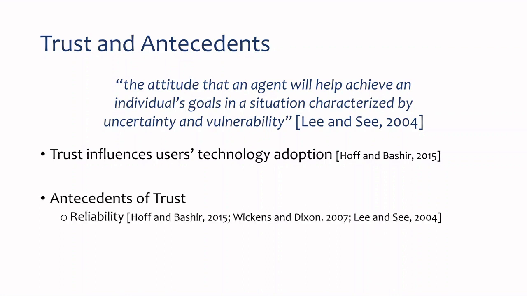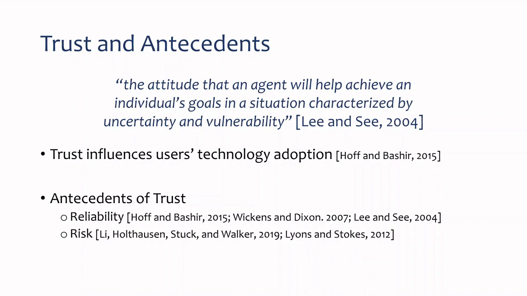Prior work has identified factors that influence users' trust. Among them, the most consistent one is reliability. High reliability is often associated with higher trust. Risk is another important factor. The majority of the prior work concludes that users' trust is inversely related to the associated risk.